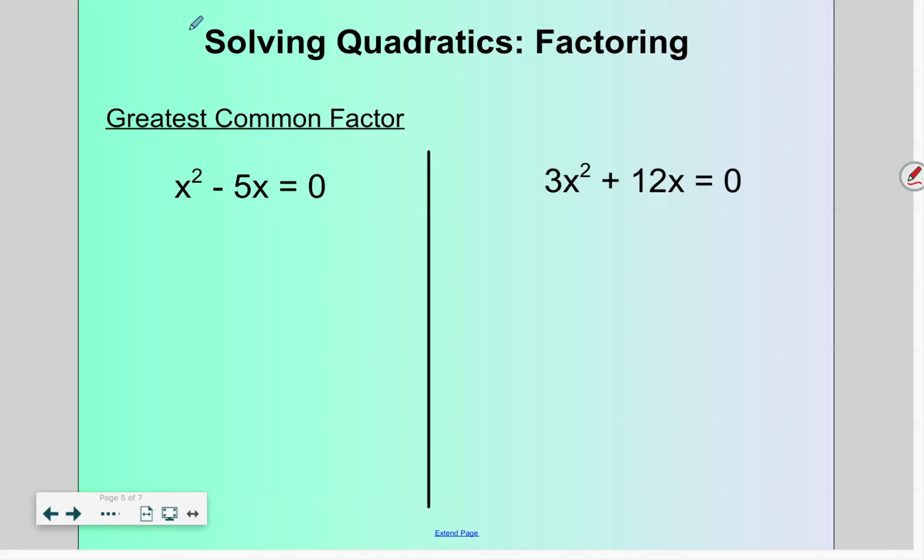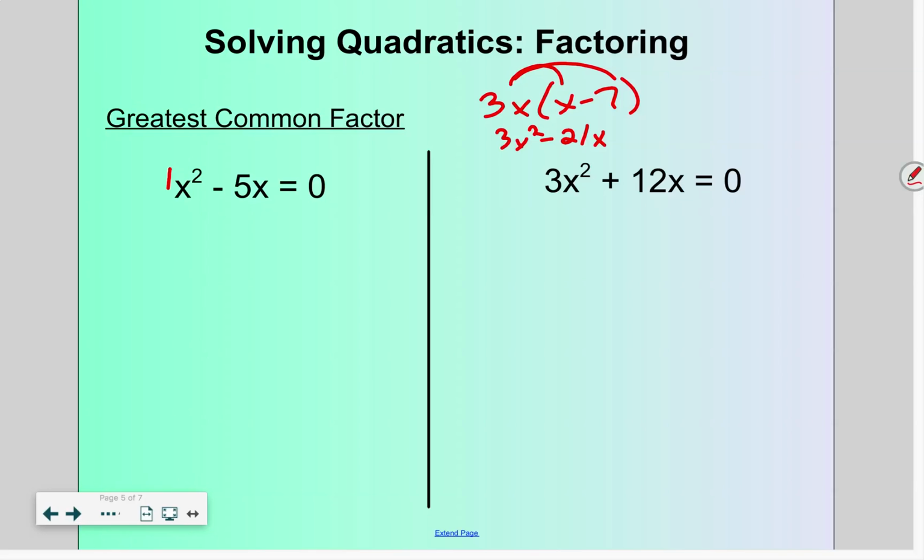And in some sense, we're actually doing the opposite of the distributive property. So you've seen the distributive property where we have like 3x times x minus 7. We could distribute that 3x inside and get 3x squared minus 21x. Well, when we're doing a greatest common factor, we're doing the opposite of that. So for this first one here, we're trying to find the biggest thing that goes into both of those terms.